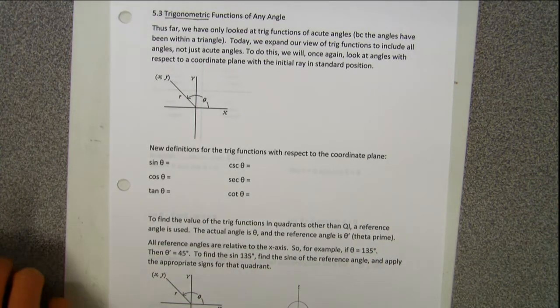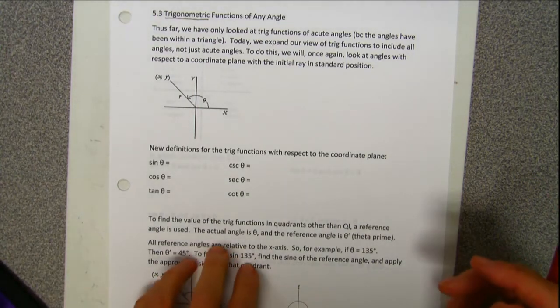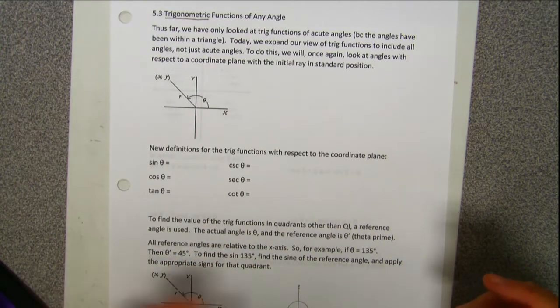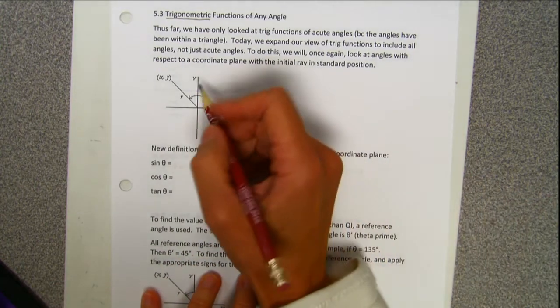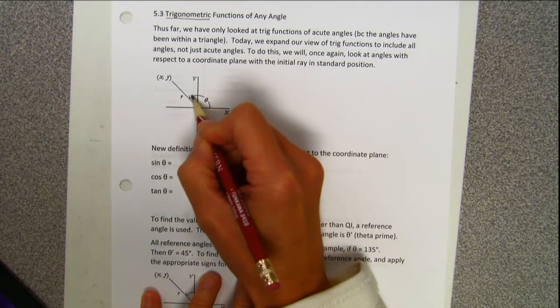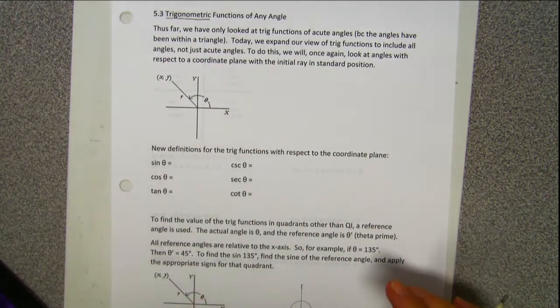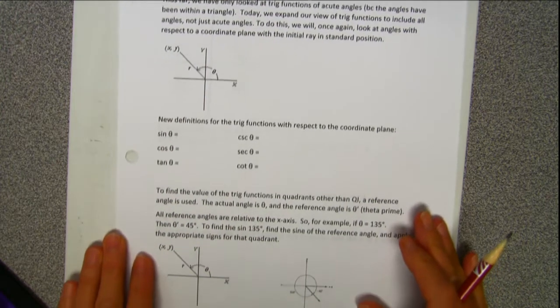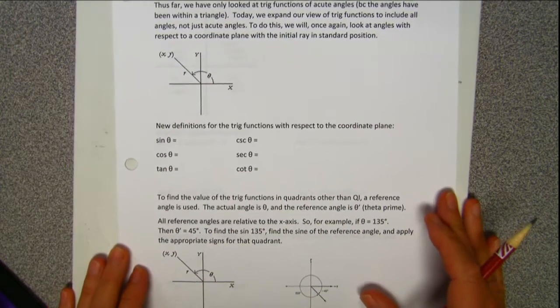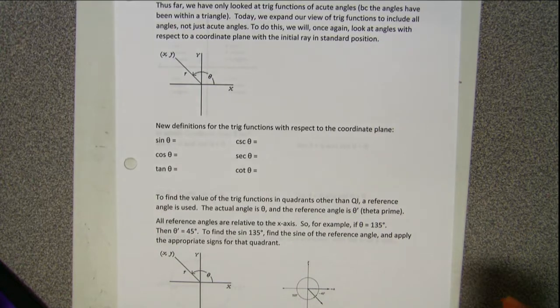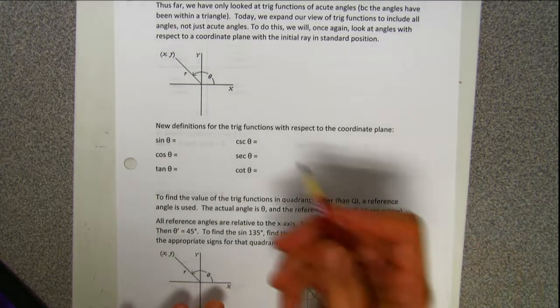So to do this, we're going to look at angles with respect to a coordinate plane with the initial ray in standard position. So we are going to look at angles outside of quadrant 1, and we're going to move into quadrant 2, 3, and 4. When you do that, our definitions for the trig functions will change just slightly.